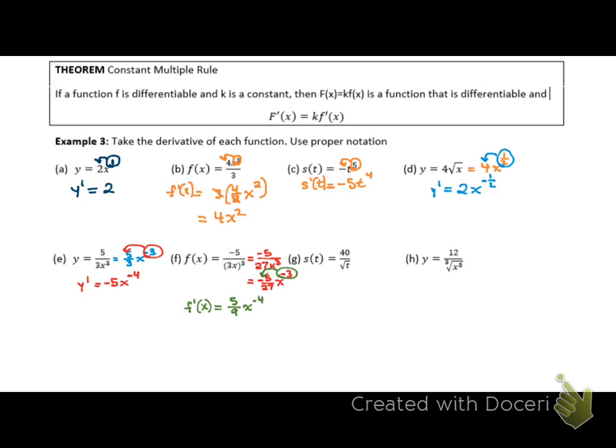For G, we're going to rewrite that also. We would rewrite that as 40t to the negative 1/2 power. Remember, the negative 1/2 is because it's in the denominator and it's a square root. We take the 1/2, we move it to the front. 40 times negative 1/2 is negative 20. And negative 1/2 minus 1 is negative 3/2.